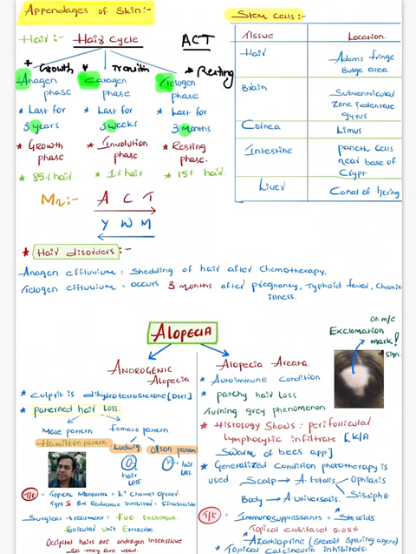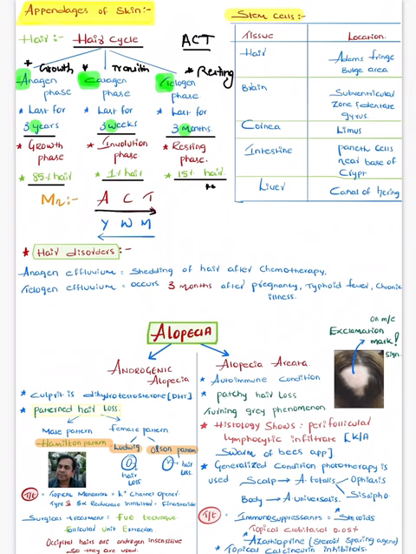How will you remember how long each lasts? The anagen phase lasts 3 years, catagen 3 weeks, and telogen 3 months. Remember ACT: year, week, month. Growth phase, involution phase, resting phase. The anagen phase has a maximum of 85%, catagen has 1%, and the telogen phase has 15%.